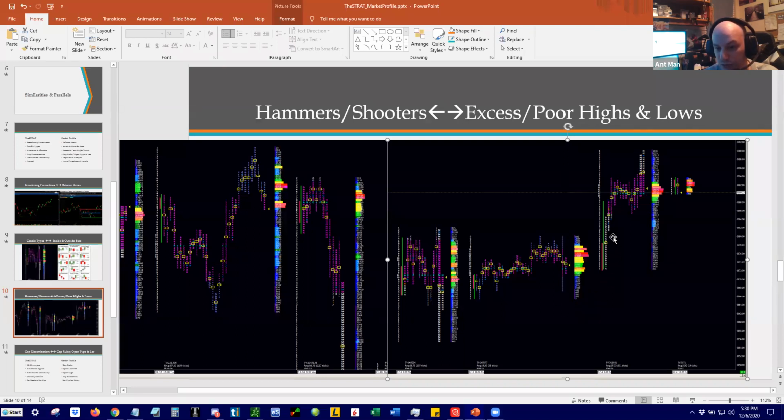Gotcha. So just like Rob talks about when things form being important, when things form here on the profile is also very important contextually. All right, cool.